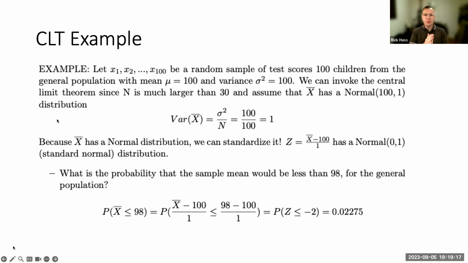Because x bar has a normal distribution, we can compute its z-score too, and do the same thing we did before with a single score, now with our sample mean. We can standardize it. Right? So let's say that our sample mean is 98. Right? So the 100 children from Philly, we average their scores and we get 98.